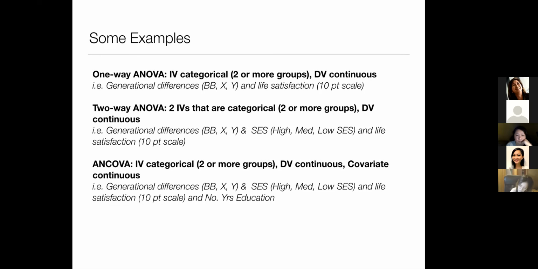So when would you use an ANCOVA? Generally, if you have a categorical IV, a continuous DV, and you have a covariate, which is not your main question, but you know that it might be related to the outcome variable. For example, you're really interested in the impact of generational differences and socioeconomic status on life satisfaction. But you know that people's life satisfaction is related to education. So you treat education as the covariate.